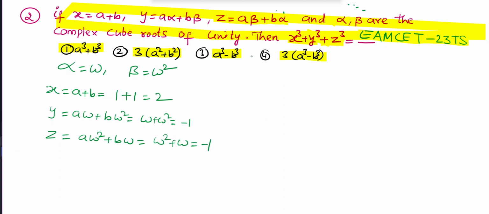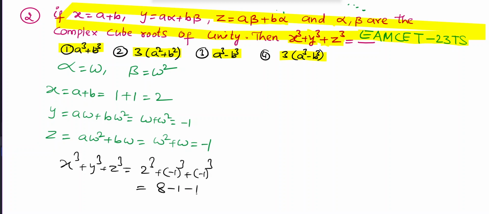Now we find the value of x cube plus y cube plus z cube, that is equal to 2 cube plus (minus 1) whole cube plus (minus 1) whole cube, that is 8 minus 1 minus 1, that is equal to 6. This is the value of x cube plus y cube plus z cube is 6. Substituting the a and b values 1 comma 1 in the options. First option is a cube plus b cube, that is 1 cube plus 1 cube is 2. Not the correct answer, since x cube plus y cube plus z cube is 6.